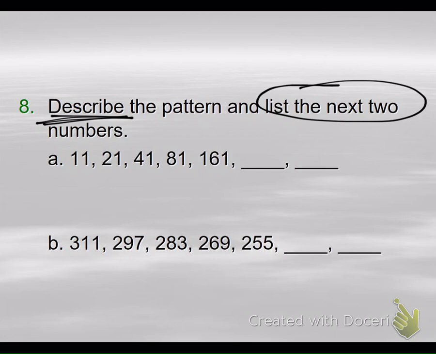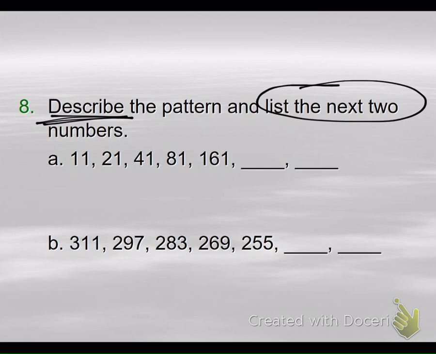How would you describe the pattern? 11, 21, 41, 81, 161, 321, and then 641. What? So what did you do each time? 11 plus 11 equals 21. Hold on, 11 plus 11 would be 22. That's what I'm asking you.